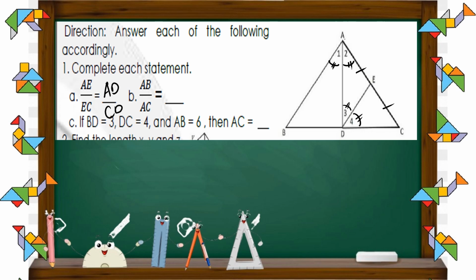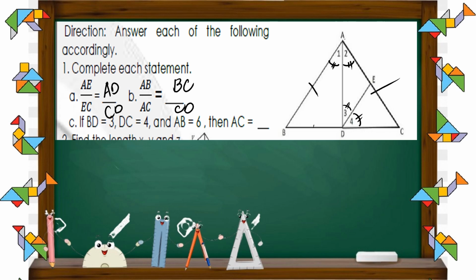That's for A. For letter B, we have AB. Let's erase first this one. For given AB over AC, then you just have to get its segments. So that is BC over CD. BC over CD.